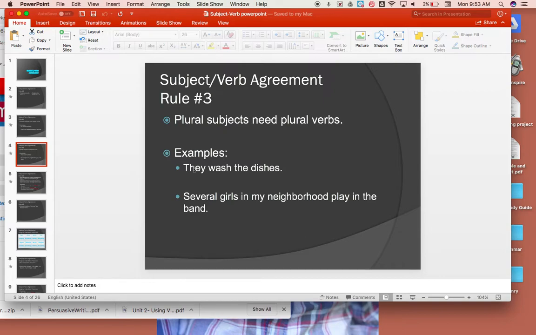Okay, the second example, I have a prepositional phrase in between my subject and my verb. My prepositional phrase is in my neighborhood. So I'm going to look at the word in front of my prepositional phrase to find my subject. That's girls. Girls is plural, which makes my subject plural, so I need a plural verb. Play is my plural verb because it does not end in S. Remember, neighborhood is singular, but that does not matter because that's not my subject. Girls, that's my subject.